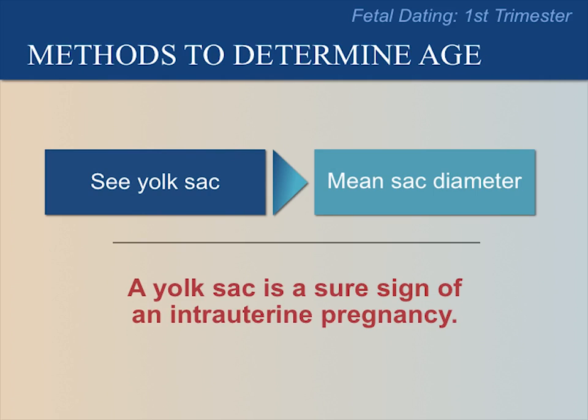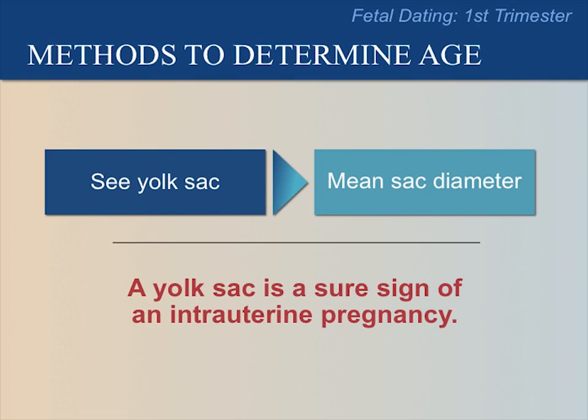A yolk sac is a definite sign of a uterine pregnancy. If we can clearly see a yolk sac on ultrasound, we can determine the age of the fetus by measuring the gestational sac. This method uses a measurement called the mean sac diameter. If we see a yolk sac, we also know that there is an intrauterine pregnancy. We can be confident that the patient does not have an ectopic pregnancy outside of the uterus.